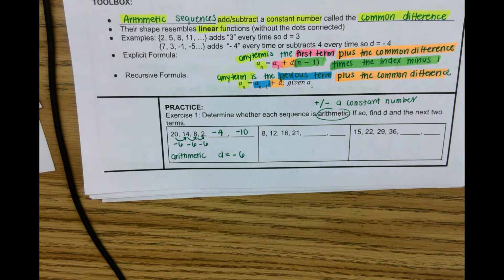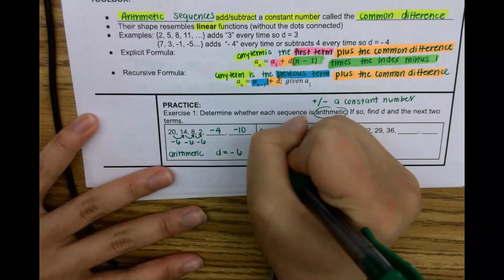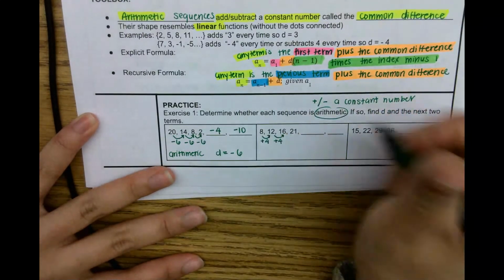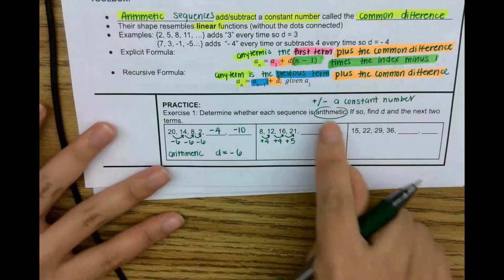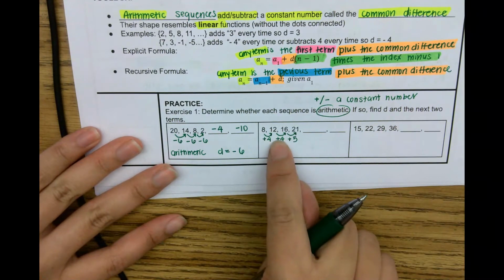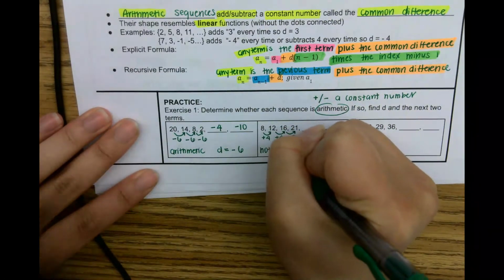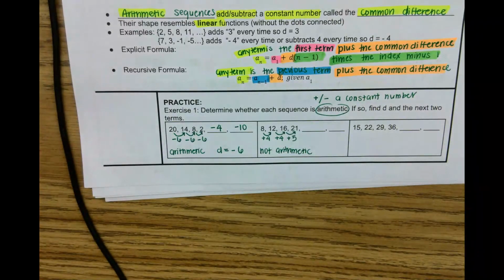Okay. So let's try the next one here. So 8 to 12, what happened? We added 4. 12 to 16, what happened? We added 4. Okay. 16 to 21, what happened? Oh, we added 5. Are we adding or subtracting a constant number? No, we are not, right? The first couple times we added 4. This time we added 5. So it is not arithmetic because we are not adding or subtracting a constant number.